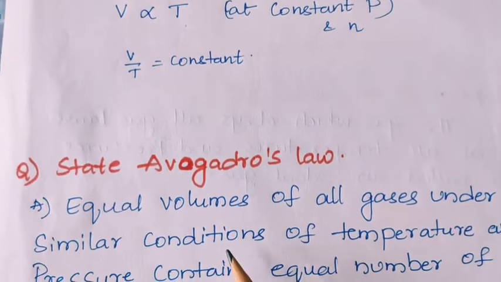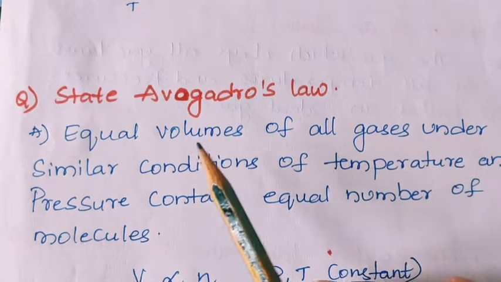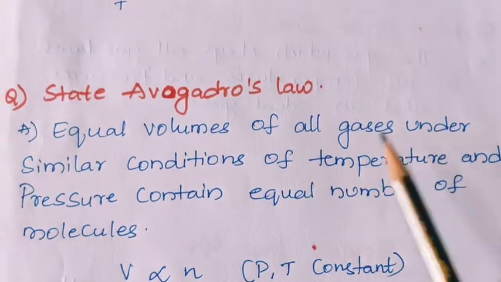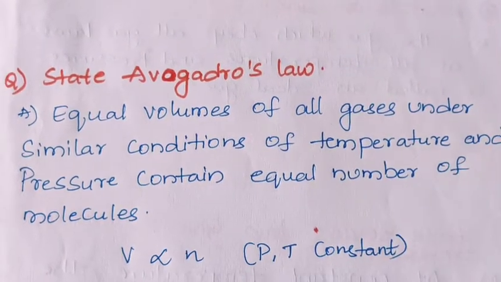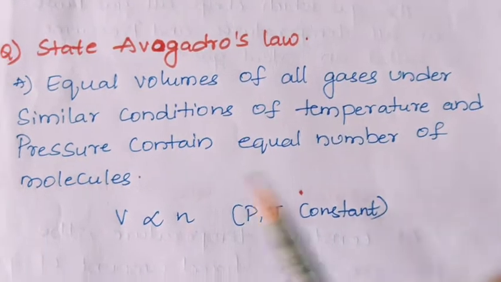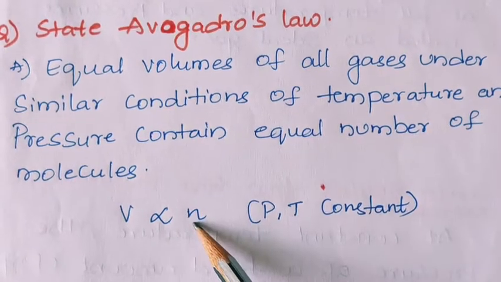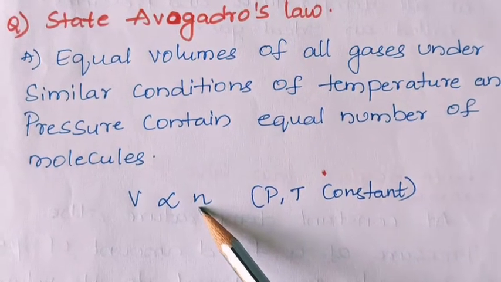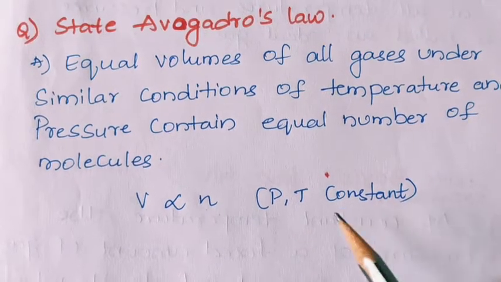Next, state Avogadro's law. Equal volumes of all gases under similar conditions of temperature and pressure contain equal number of molecules. So here volume is directly proportional to number of moles or molecules, when pressure and temperature are constant.